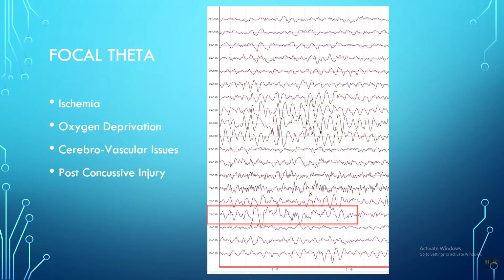Focal theta can indicate ischemias, oxygen deprivation, cerebrovascular issues, and post-concussive injuries. With age-related cognitive decline, you're going to find that very often these individuals, particularly if they have heart issues or vascular issues, the posterior temporal lobes are the most easily compromised, okay? And that's where you're going to start to see a slowing of their alpha, which will generally show up in a theta range, right around 8 hertz, okay? Or lower.